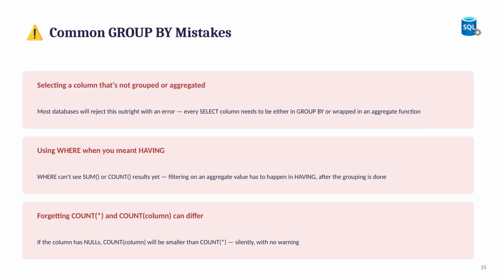Second, using where when you actually meant having. Where simply can't see the result of SUM or count yet, filtering on an aggregate value has to happen in having after the grouping is already done. And third, forgetting that count star and count of a column can genuinely differ. If that column has any null in it, count of the column will be smaller than count star, silently, with absolutely no warning that anything's different.